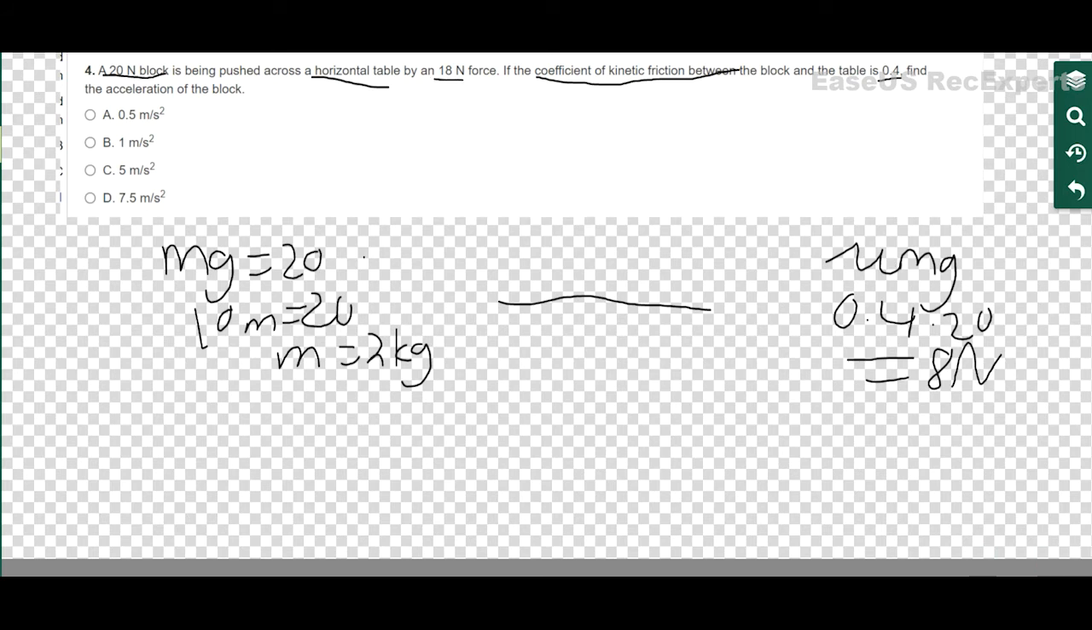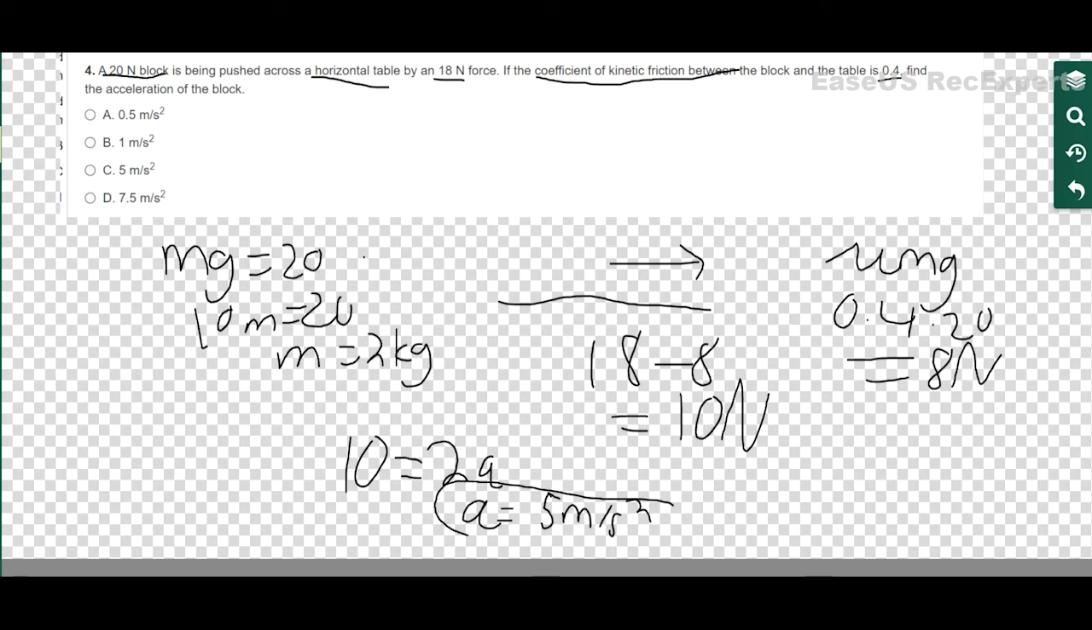And this 8 newtons will act against our applied force. So we go 18 minus 8, because the friction acts directly against this force. That gives us a net force of 10 newtons. Now with 10 newtons, we set that force equal to mass times acceleration, where we figured out that the mass is equal to 2. Then we just isolate a and you get 5 meters per second squared, which corresponds to choice C.